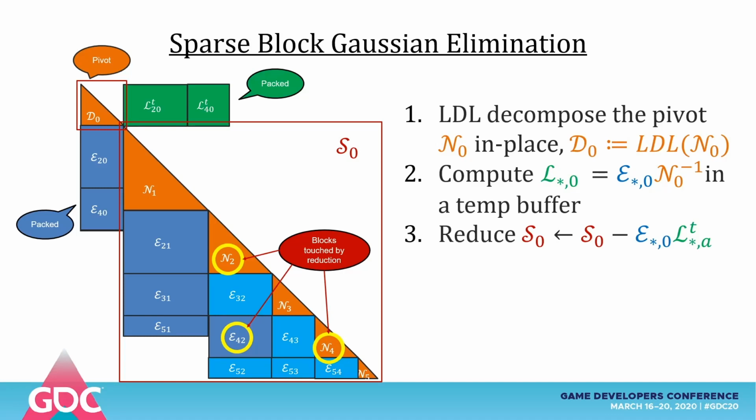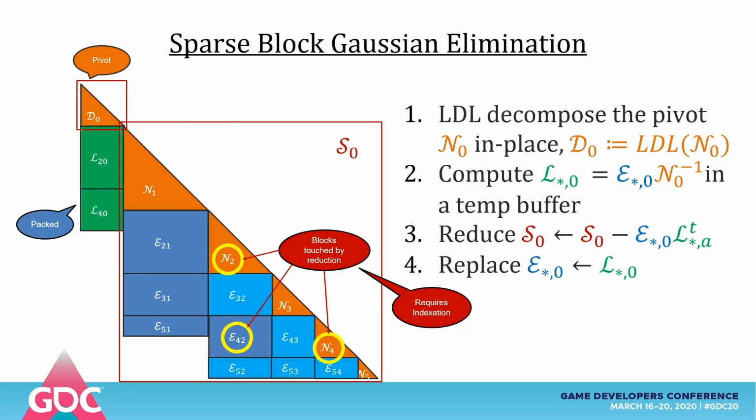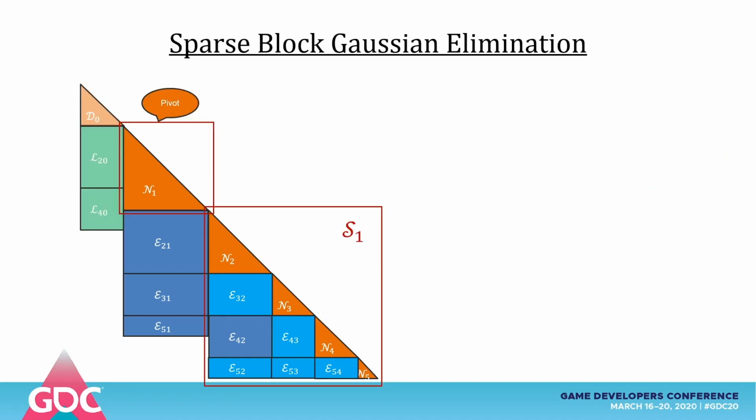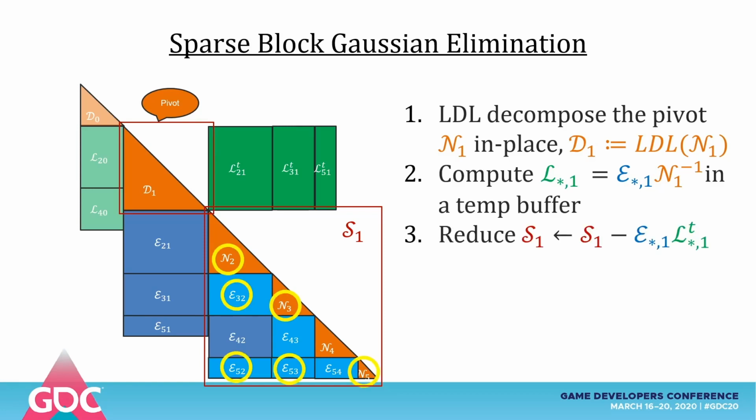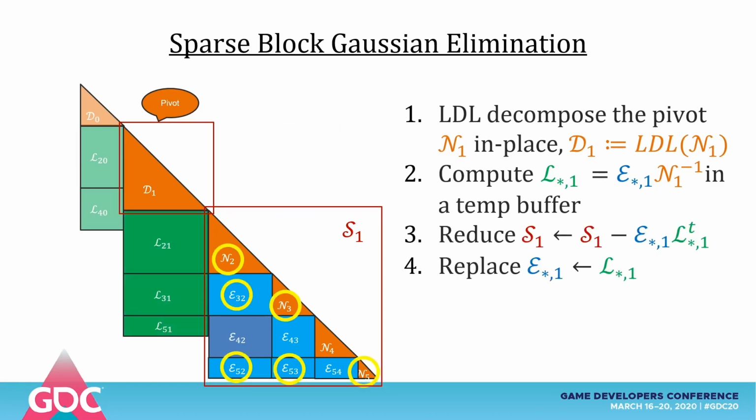Next, we reduce. This is the most expensive part of the process, as it costs proportionally to the square of the height of the edge column. Again, we don't need to keep track of the block structure of both E and L matrices, but we do need to have an indexation of the target location in S0. Then finally, we copy the L matrices from the temporary buffer over the edge matrices that we will no longer use. And we repeat this process with N1. LDL decompose N1, compute L matrices, reduce, and replace E with L matrices.